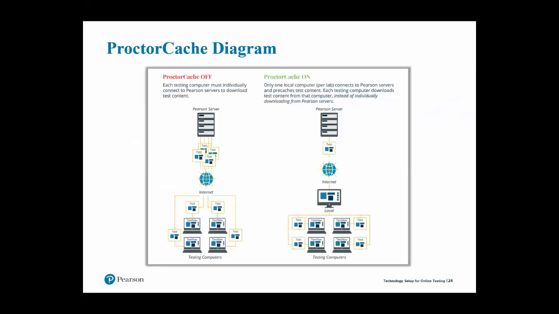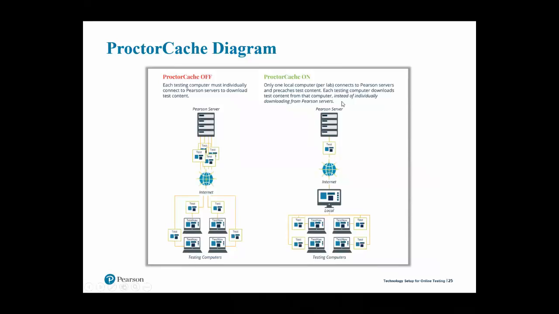And here's a diagram to help you understand it a little bit more. On the left-hand side of the screen is Proctor caching not being used. On the very top, you'll see the Pearson server, and on the bottom are the students' testing computers. When the students log in to take their test, each testing computer is individually connecting to the Pearson server to pull the test content through the internet. So for example, if these are all students taking the 8th grade listening and speaking test, they're all pulling the listening and speaking test to their testing computer.